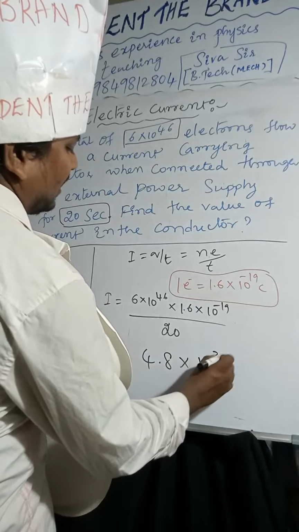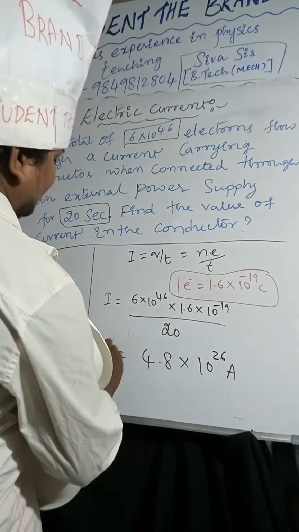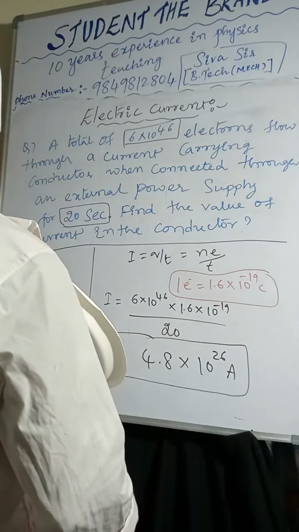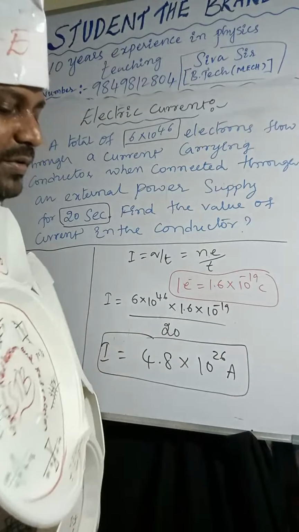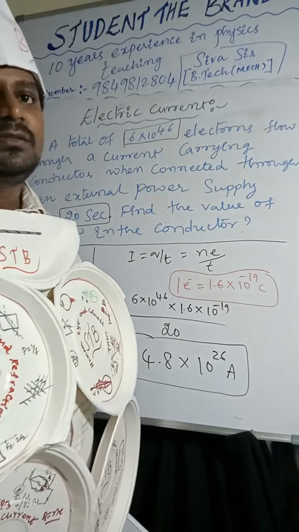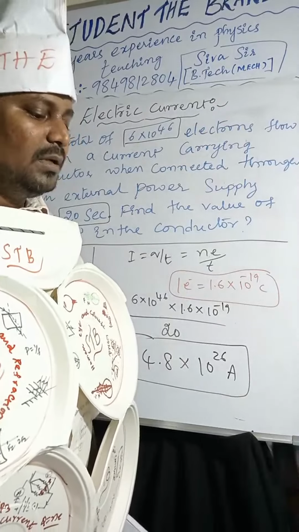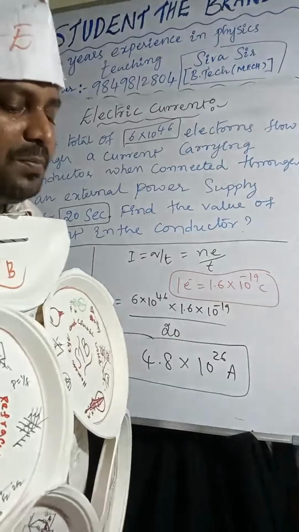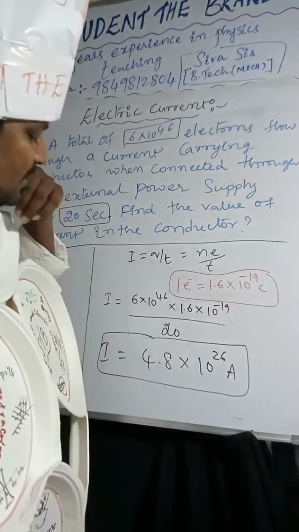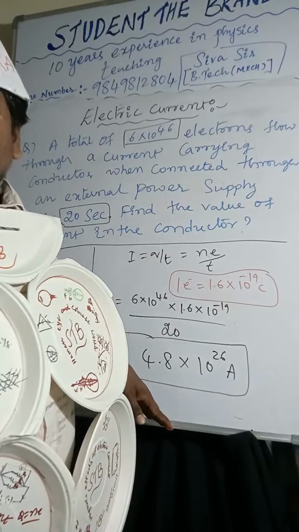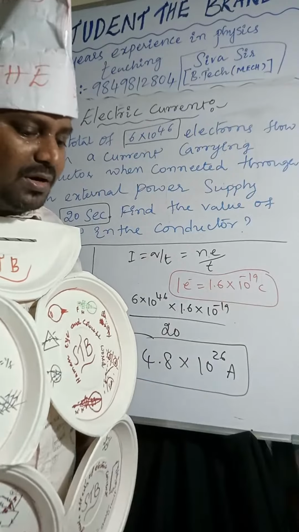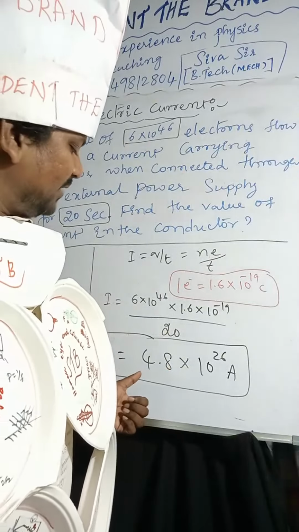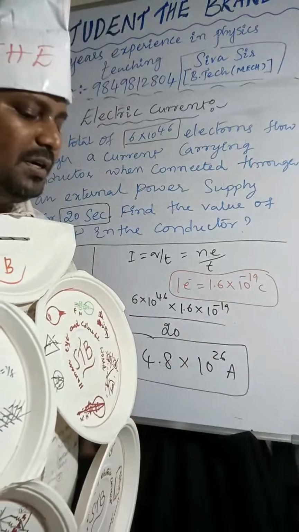If you didn't get it, you can let me know. Check whether you are getting 4.8 into 10 power 26. The value is 4.8, right? You'll get 4.8, not 1.2. Check once, only this value you'll get: 4.8 into 10 power 26.